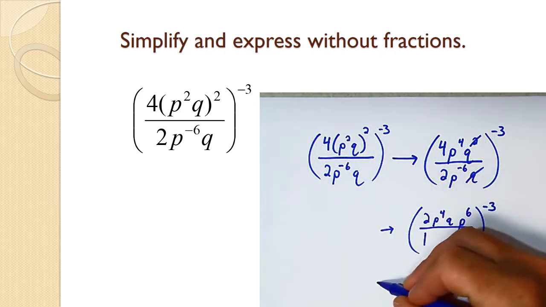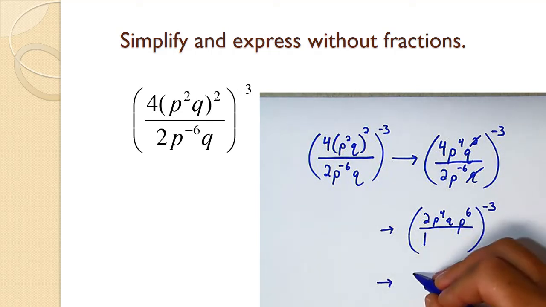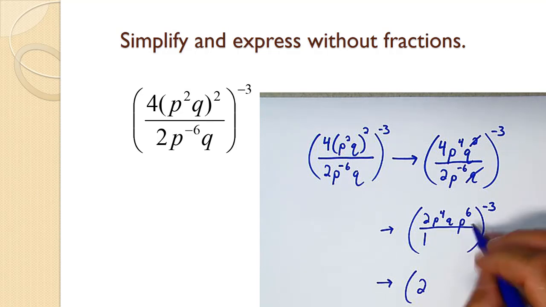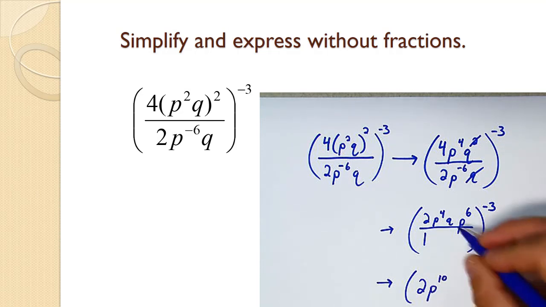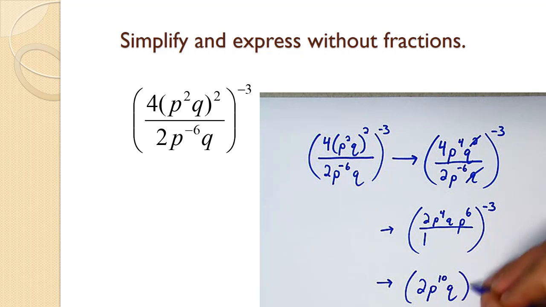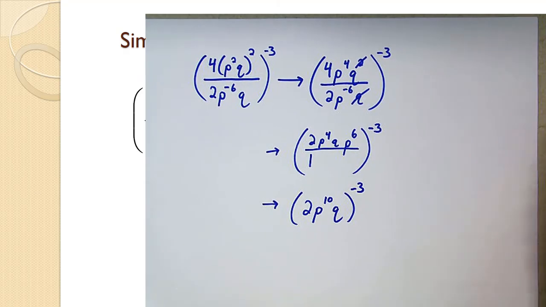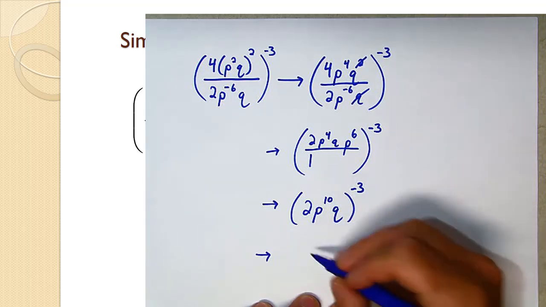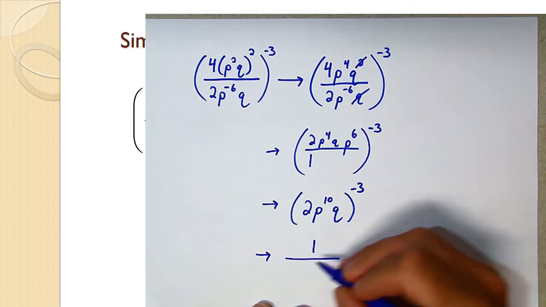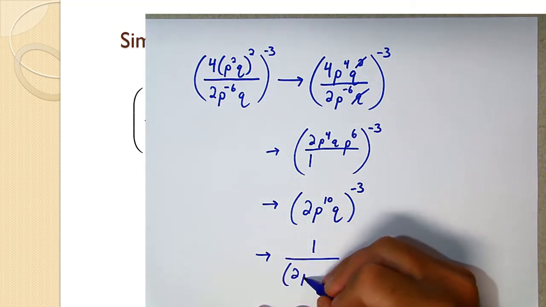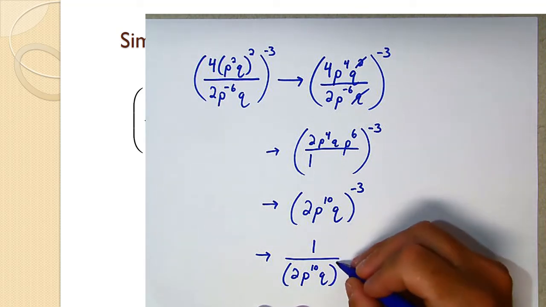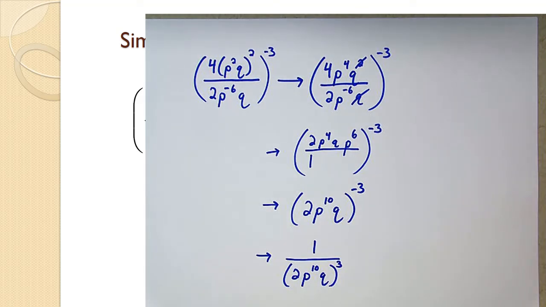Okay, well, let's go a little bit further here. So that's really the same as saying 2 p to the 4th and p to the 6th. That gives us p to the 10th and 1 factor of q, and that's all going to be raised to the negative third power. Now since this whole thing is to the negative third power, we can take the reciprocal of the whole thing and say that it's 1 over 2p to the 10th q, but since we've sent it to the denominator, it's now to the positive third power.